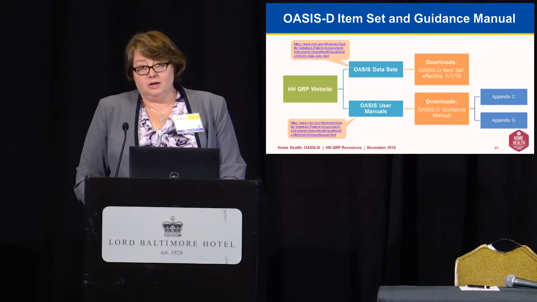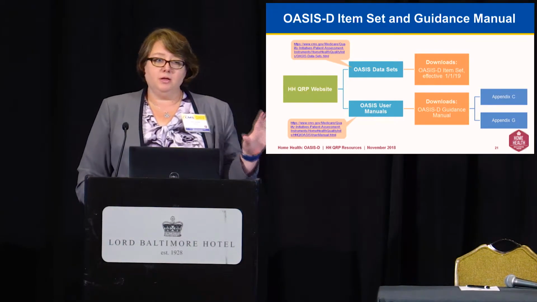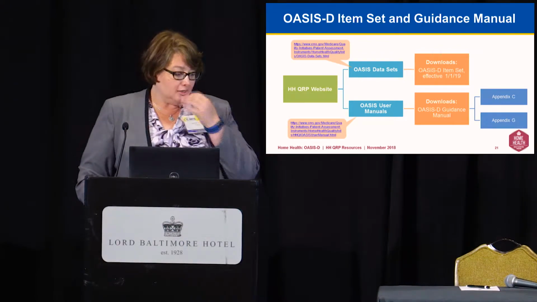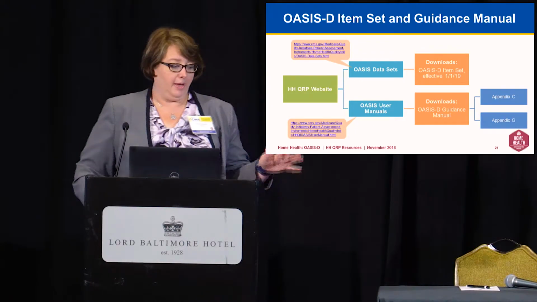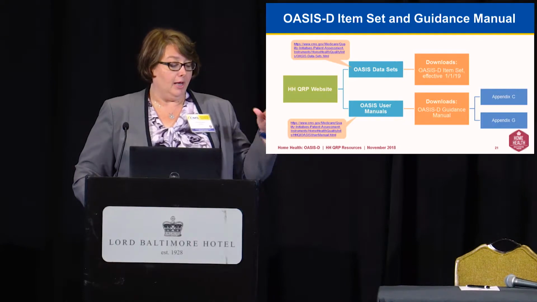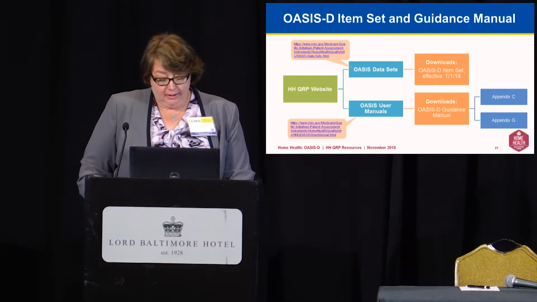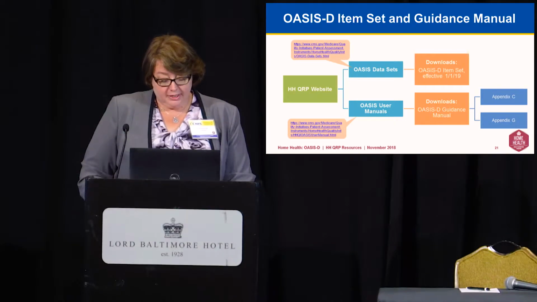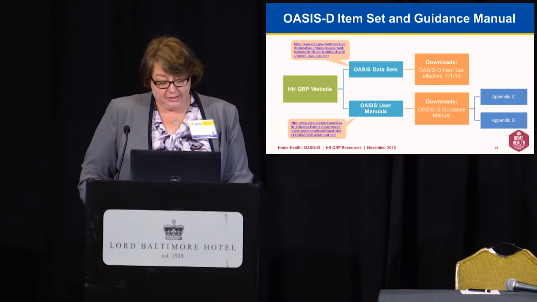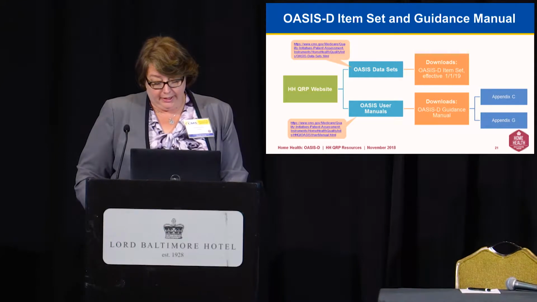So the first one I'd like to talk about is one that we kind of touched on, but I really wanted to spend a little bit more time with. And this has to do with, on the HHQRP, we have the OASIS data set and the OASIS user manual. These are contained within the download section of the data set page.